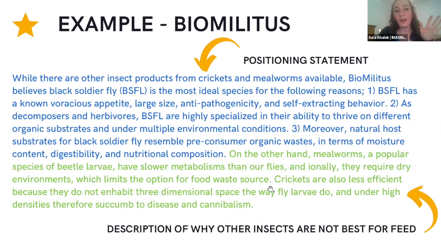So while there are other insect products from crickets and mealworms available, that's their competitor. Those are their competitors. Biomeletus believes black soldier flies is the most ideal species for the following reasons, and then they list out all the reasons why black soldier flies are better insect products for animal feed. So they talk about that, and then they go into a description of why. This is further, not only are they building up why black soldier flies are great, but further why crickets and mealworms in the next part have their limitations. So they talk about metabolism, inefficiencies.